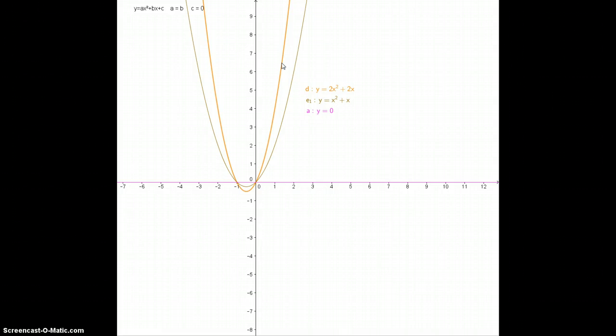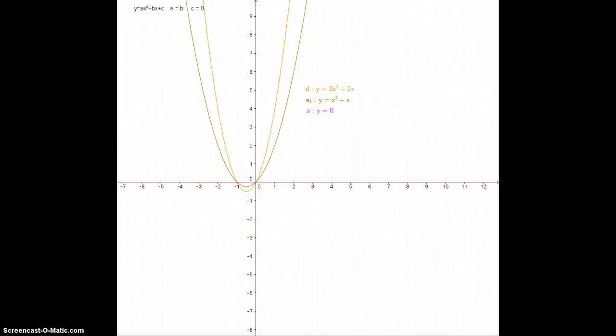Now there's a couple things we should notice about this graph compared to our other one. It is slightly more inside of it, which means it has a steeper slope, and it still opens upwards. Another thing that we notice is that the vertex is less than the vertex of this other equation.